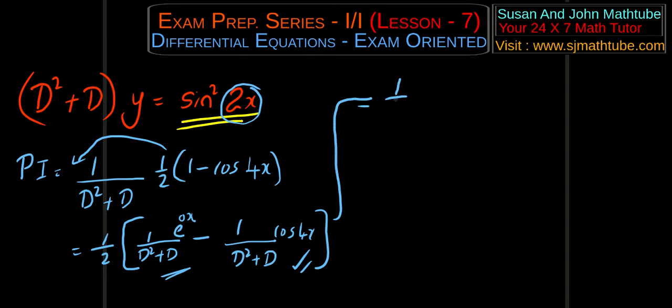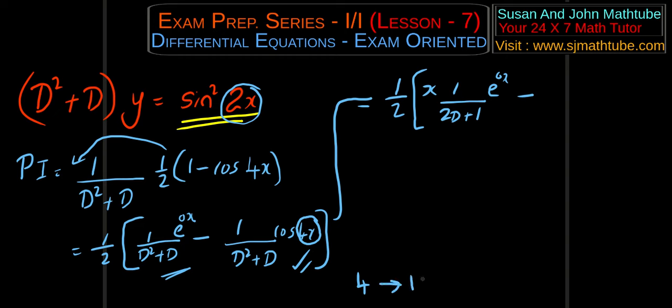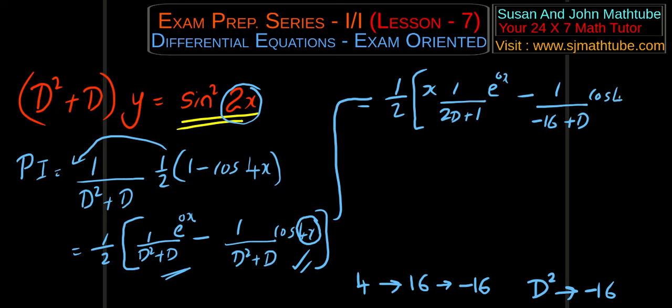So this is equal to 1 by 2. Now look at this, we are supposed to plug in 0. And if you plug in 0, you're going to get 0 in the denominator. So what's the method? Put x and differentiate the denominator with respect to D, and write the same thing. Minus, who is along with x? This is type 2. Type 2 the method is, we have 4 and 4 squared gives me 16, and I take negative of 16, I get negative 16. Now I'll replace D square with minus 16. So 1 by (minus 16 plus D) of cos 4x. And that will be 1 by 2. And we plug in 0, so we get 1, so you end up with x.